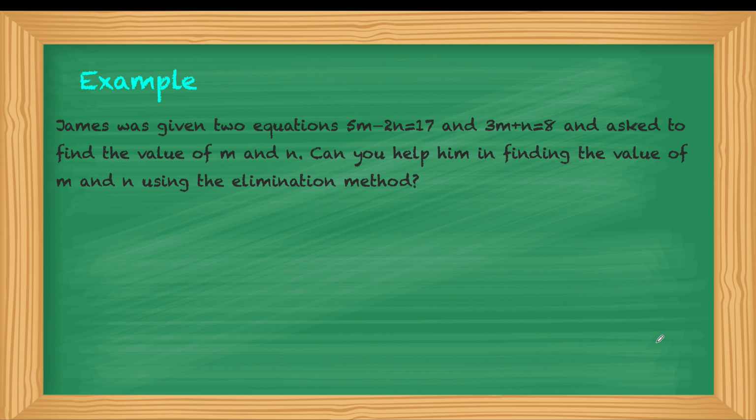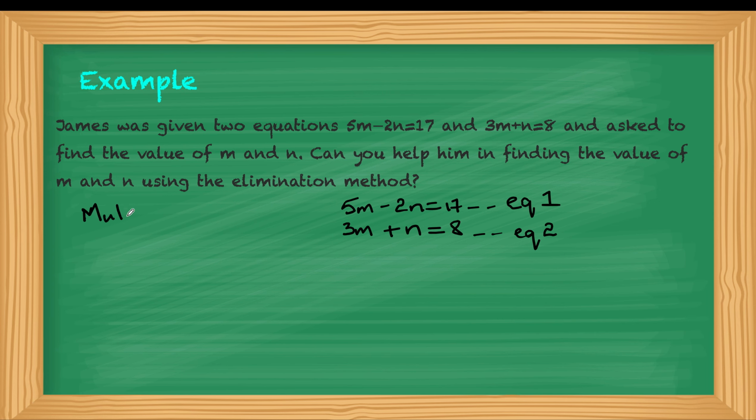Now, this one says James was given two equations. So he was given 5m minus 2n is equal to 17. And he was also given 3m plus n is equal to 8. And he wants to find the value of m and n, and he wants to use the elimination method. So once again, you're going to label your equations, equation 1, equation 2, and we need to get some terms looking the same.